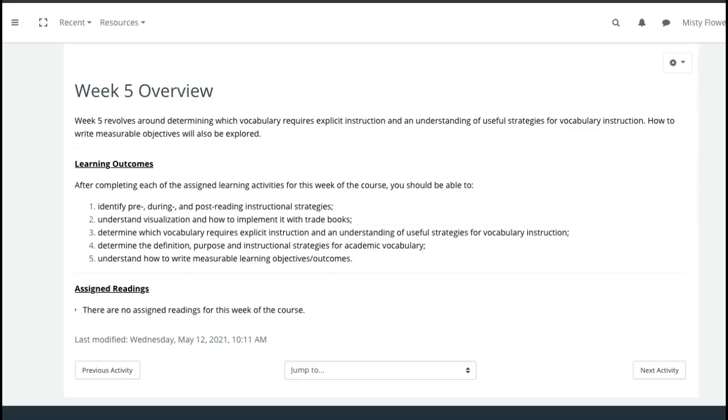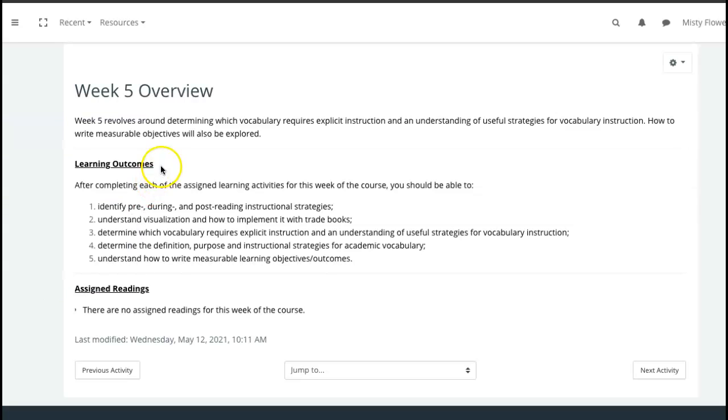This week revolves around determining which vocabulary requires explicit instruction and an understanding of useful strategies for vocabulary instruction. How to write measurable objectives will also be explored.